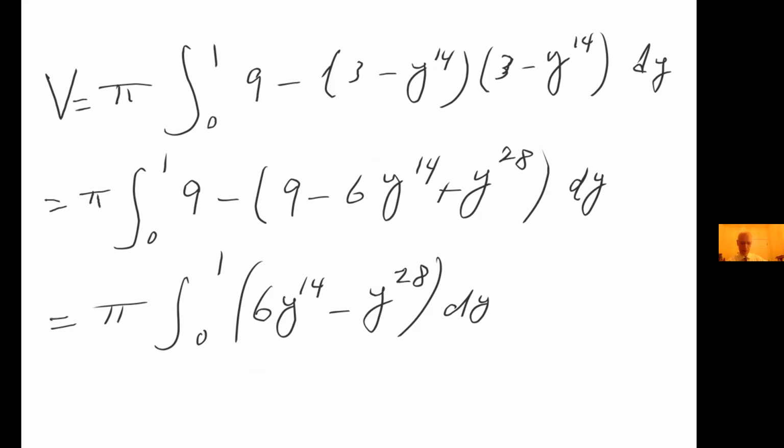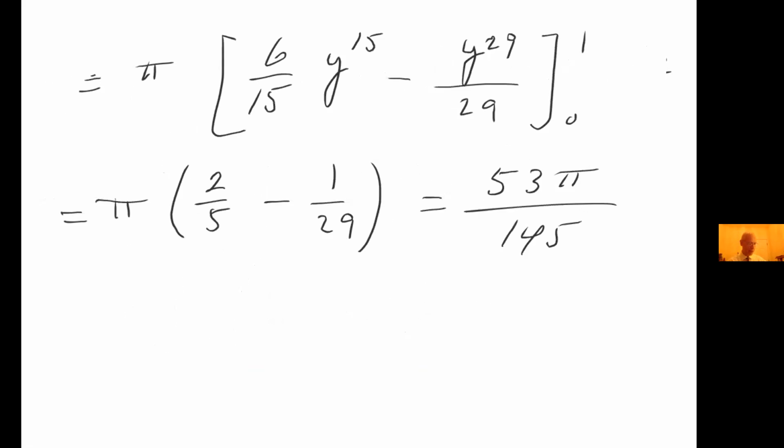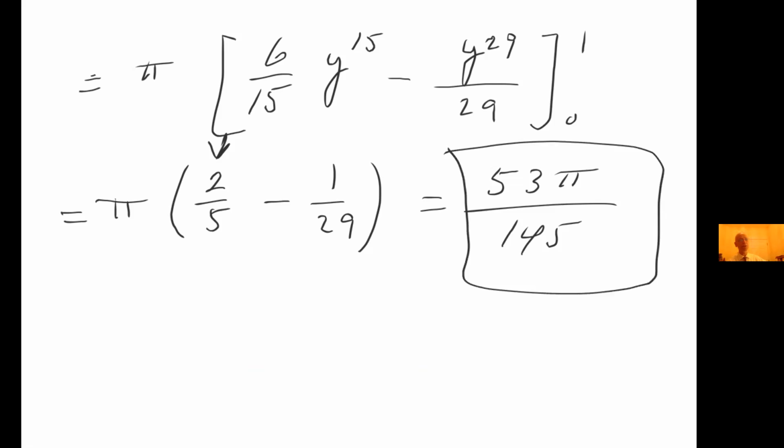Going to the next page, taking the integral of y to the 14th is y to the 15 divided by 15. 6 over 15 simplifies to 2 over 5, minus, when you plug in 1 for y, 1 to any power is 1, divided by 29 is 1 over 29. And finally, the volume of the solid of revolution is 53 pi over 145.